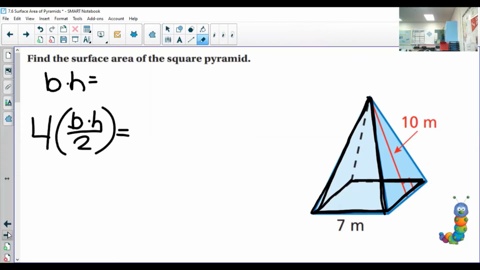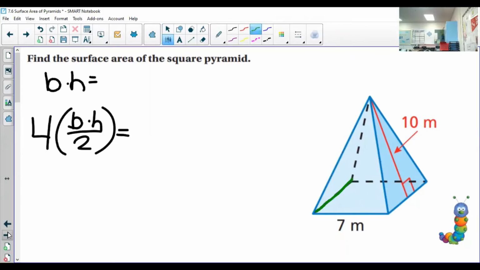So I'm going to start with the base, and we'll do that in green, right here, okay? My base is 7, and it's a square, so my other base, my height, is also 7. So we're just going to do 7 times 7, which we know is 49. Then the next one we're going to do are those triangles that are on the side.